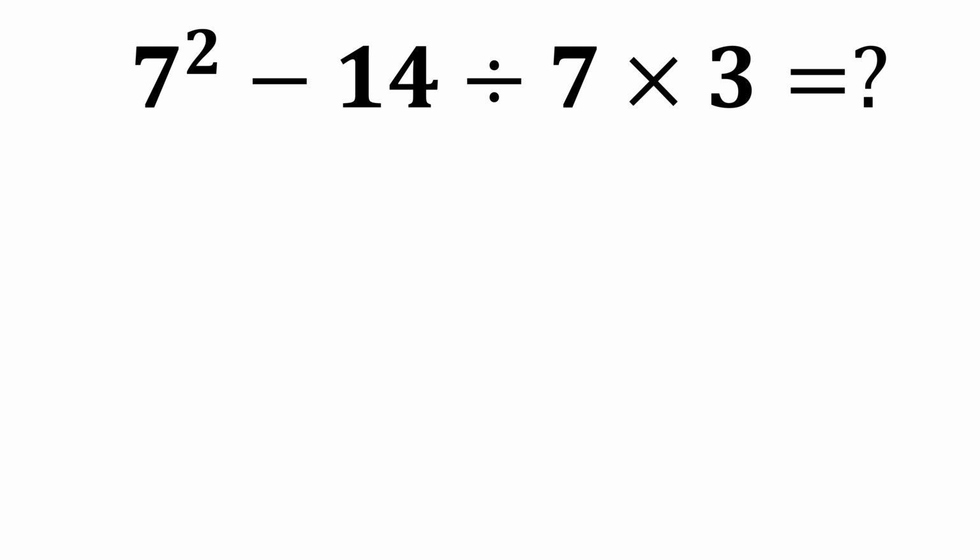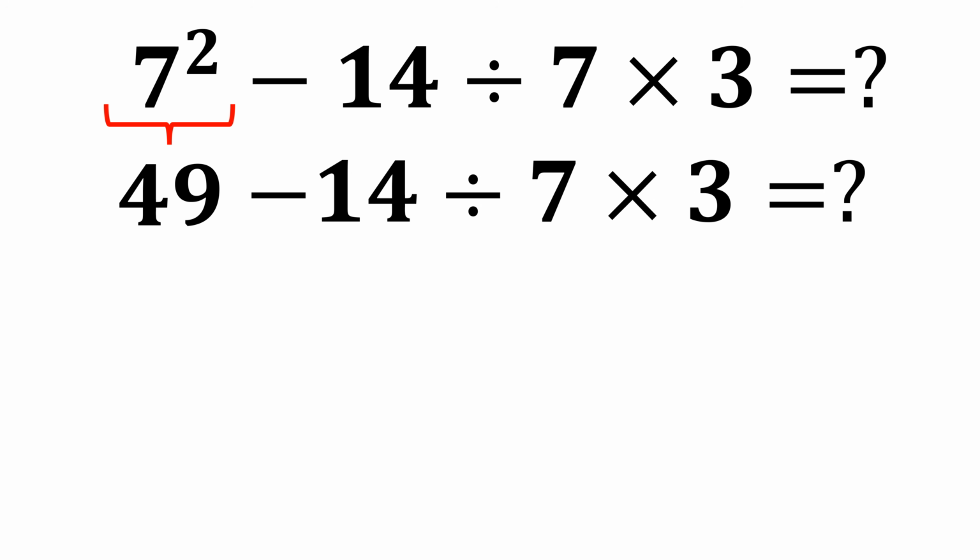Now let's move on to a more complex problem. The question is, 7 squared minus 14 divided by 7 times 3. According to the order of operations, PEMDAS, we first solve the exponent. 7 squared is 49, and the expression becomes 49 minus 14 divided by 7 times 3.